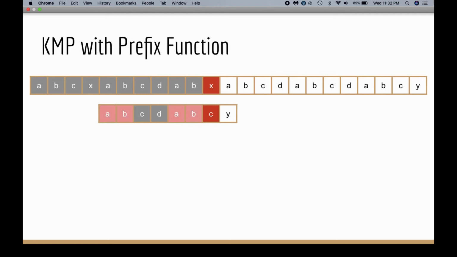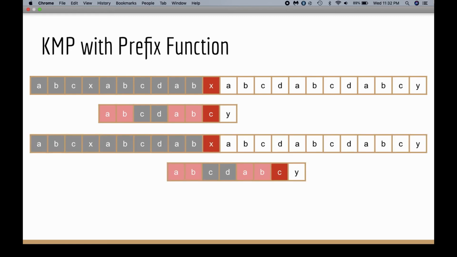So we look at ABCDAB and see if it has a prefix that is also a suffix. We can see AB is 1. And that is how we move the pattern 4 characters to the right and continue matching. Note, and this is very important, that we never go back in the text to re-examine any of the characters.